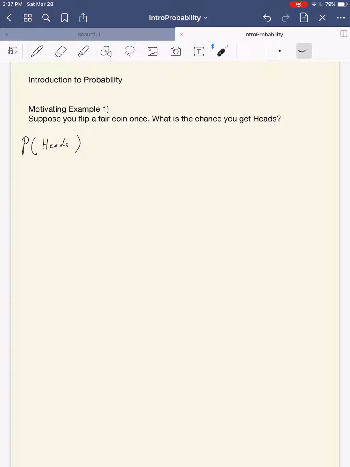If you remember from algebra classes, this is a very similar notation to function notation, where you put the input, or in this case, the thing you're looking at, inside those parentheses, and then that capital P just represents that we're trying to calculate the probability of it.